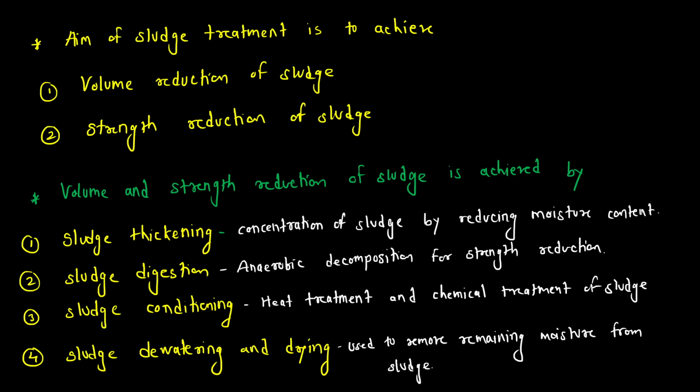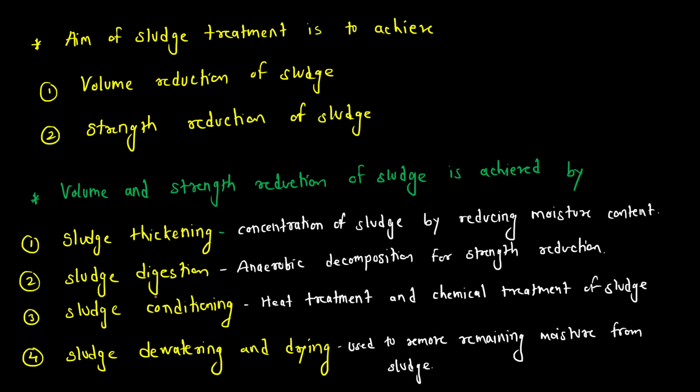So our aim is to reduce the volume and to reduce the strength of sludge. This is achieved by the following four processes. Initially we are doing the sludge thickening and sludge digestion. Then to reduce further the strength of the sewage sludge, we are doing the sludge conditioning. After the sludge conditioning, the final stage is to dewater and to dry the sludge and then go for the disposal. The first, sludge thickening, we have seen. In today's video we will be seeing the sludge digestion.